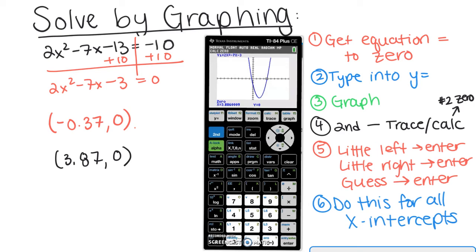Now, you'll notice I rounded to 2 decimal places. When you're doing your project or when you're writing your answer, pay attention to the directions and what they ask you to round to. Otherwise, just choose the best or what you think is the best option. So these are 2 points. You could also write your solutions as negative 0.37 or x equals negative 0.37. And then you could write 3.87. Those are the 2 x values that make this equation equal to 0.